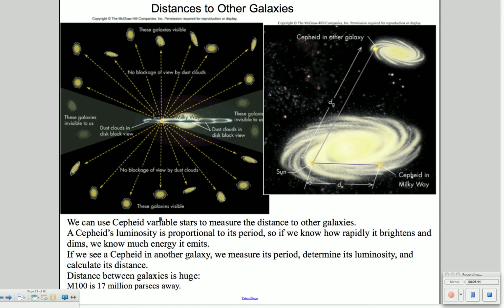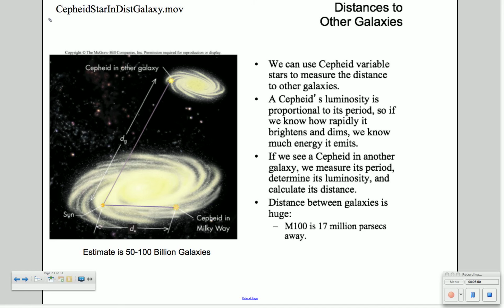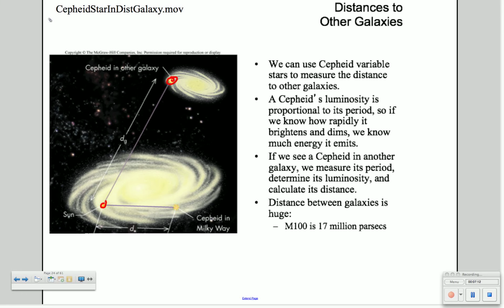The M100 galaxy is about 17 million parsecs away. So here you see us observing another galaxy, and we're observing a Cepheid variable star in that galaxy, and we can estimate the distance to that star. We estimate that there are approximately 100 billion other galaxies in the universe.